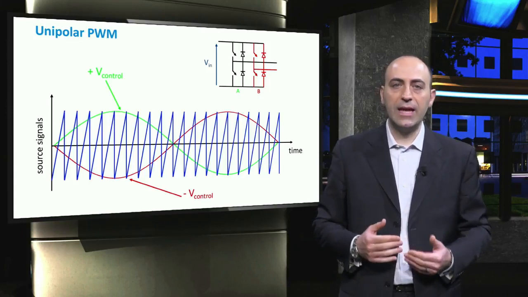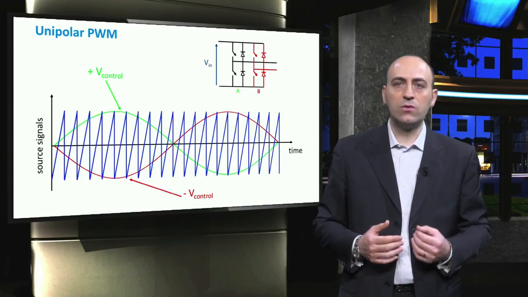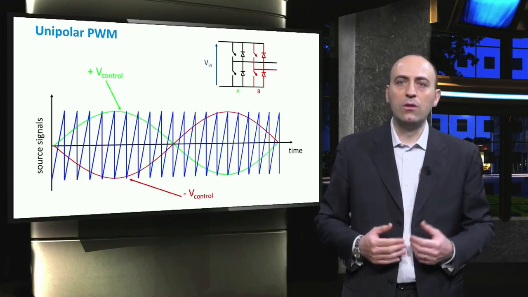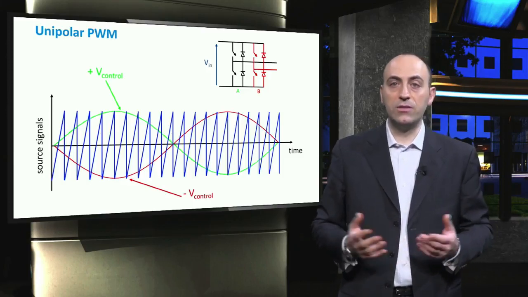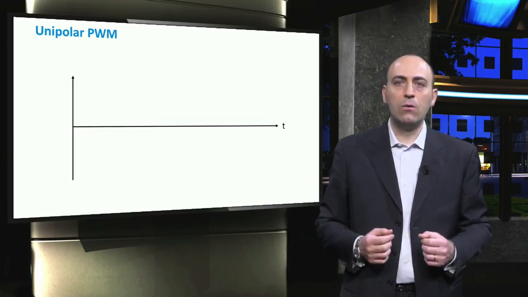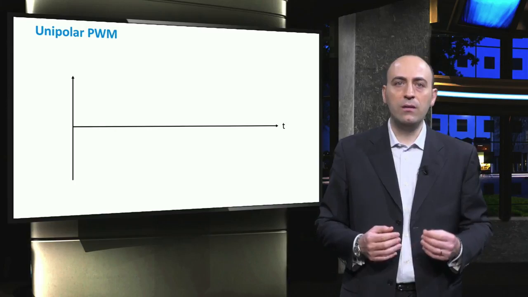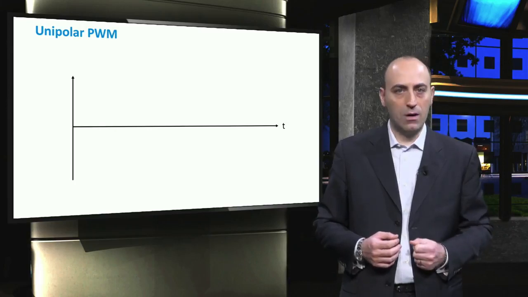For switches in leg B, when minus V control is higher than V sawtooth, the voltage equals the input voltage, while in the other case the voltage is again 0. Let's see now what the results of the PWM unipolar scheme are.